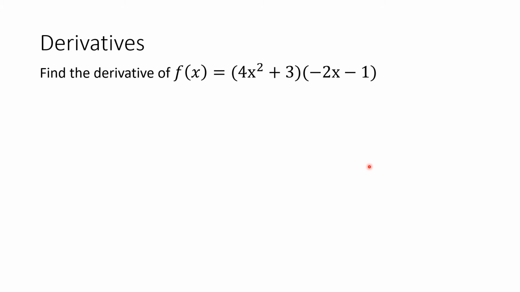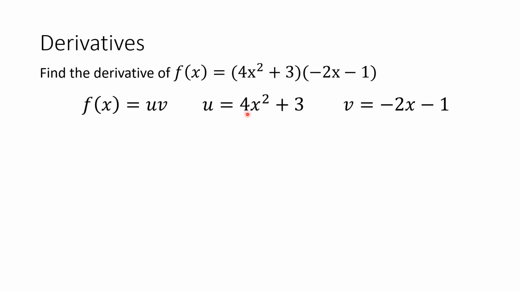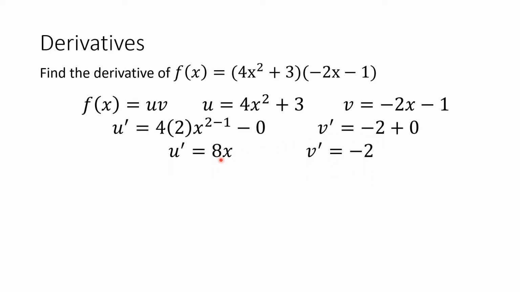Another example, we have f of x is equal to the quantity 4x squared plus 3 times quantity negative 2x minus 1. So we have two factors, u and v. So our u is the first factor, which is 4x squared plus 3. And then our v will be the second factor, negative 2x minus 1. And again, same procedure, we get the derivatives of u and v. So for u, the u prime will be equal to 8x. And for our v prime, that is equal now to negative 2.